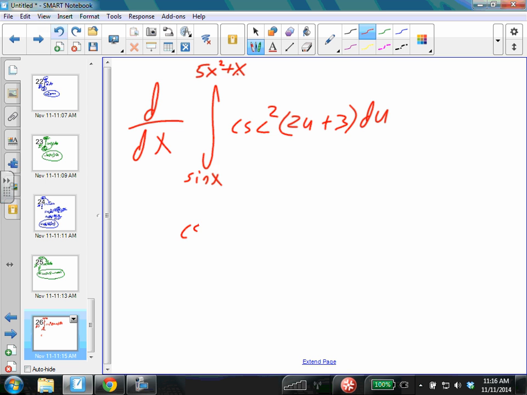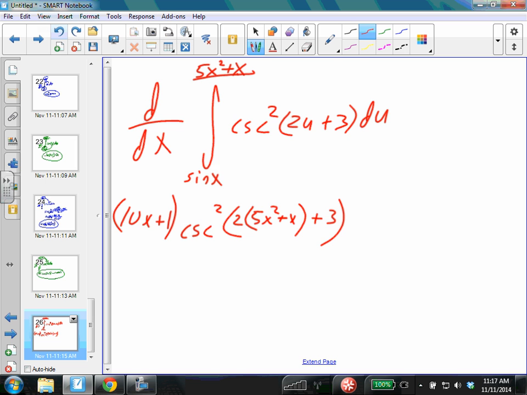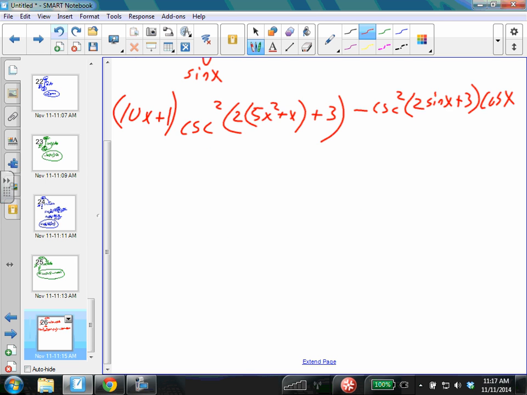All right, so cosecant. All right, so you're saying 10x plus 1. So there's your derivative of this thing. Okay, times cosecant squared of 5x squared plus x plus 3, minus. Yeah, and then minus cosecant squared of 2 sin x plus 3 times cosine x. Because we have to do the derivative of this thing down here as well, right? So this is what we have.